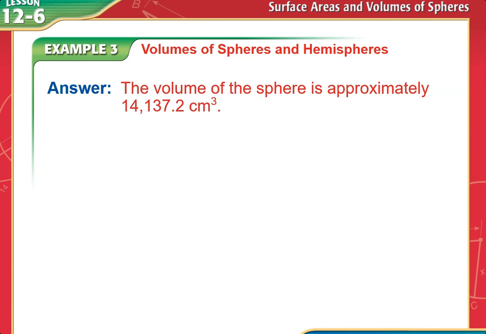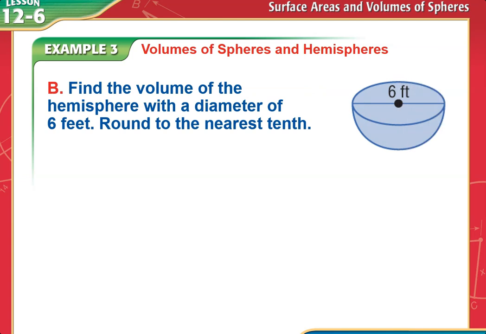All right. And then in the next example, we're trying to find the volume of a hemisphere. The diameter is 6 feet. Well, the volume of a sphere is 4/3 pi r cubed. A hemisphere would be exactly half of that, which would be 2/3 pi r cubed. My diameter is 6, therefore my radius is 3.